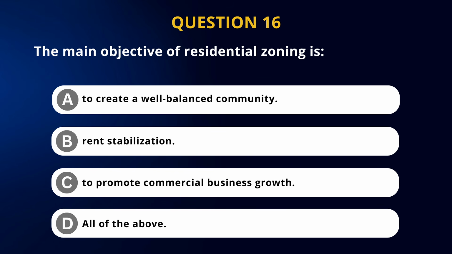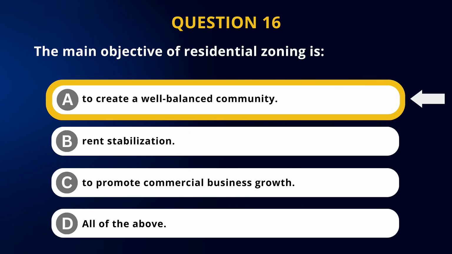The main objective of residential zoning is, and the answer, letter A, to create a well-balanced community. If it was more of a general question, saying the main objective of zoning, then we could also argue that zoning to promote commercial business growth and rent stabilization could be a little bit more of a general answer. It could have been all of the above, possibly, depending on how the question was framed. But in this particular question, we're only talking about residential zoning, and at the end of the day, it's really to create a well-balanced community.